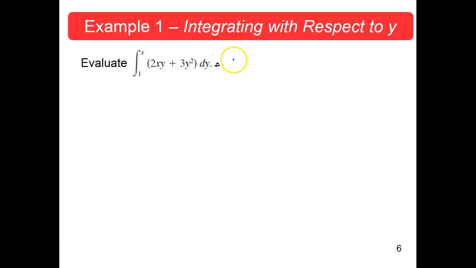No, not 2y. Okay. Integrating with respect to y, this is the only thing you're integrating. You count the x as a constant, and of course 2 is already a constant. So what would be the antiderivative of blank y?